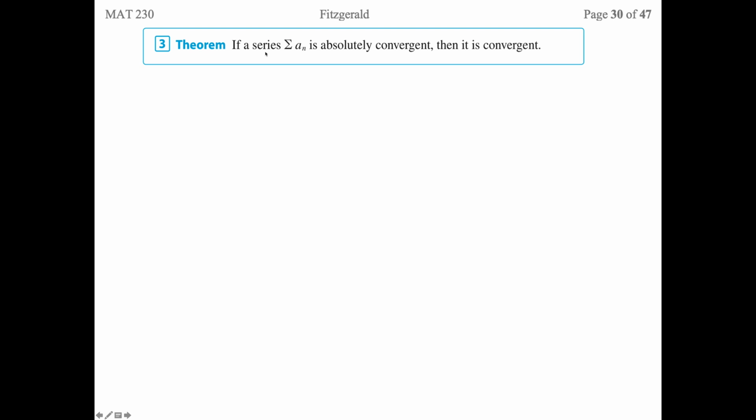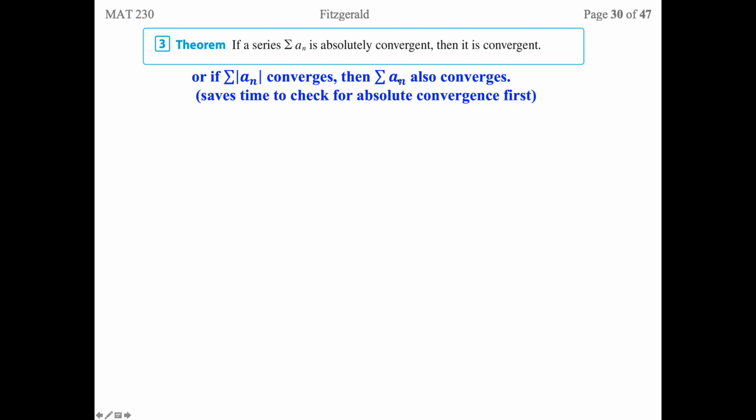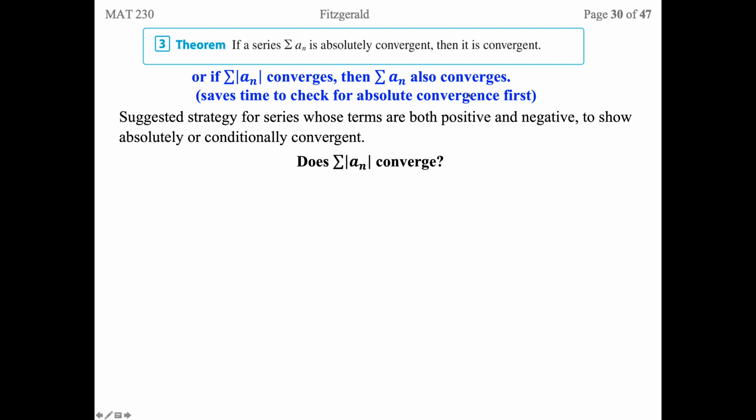Theorem 3 says if a series is absolutely convergent, then it is convergent. So this tells us that we should probably test for absolute convergence first. And therefore, if that's true, then we know it's also going to be convergent. So what I suggest is a flow chart.